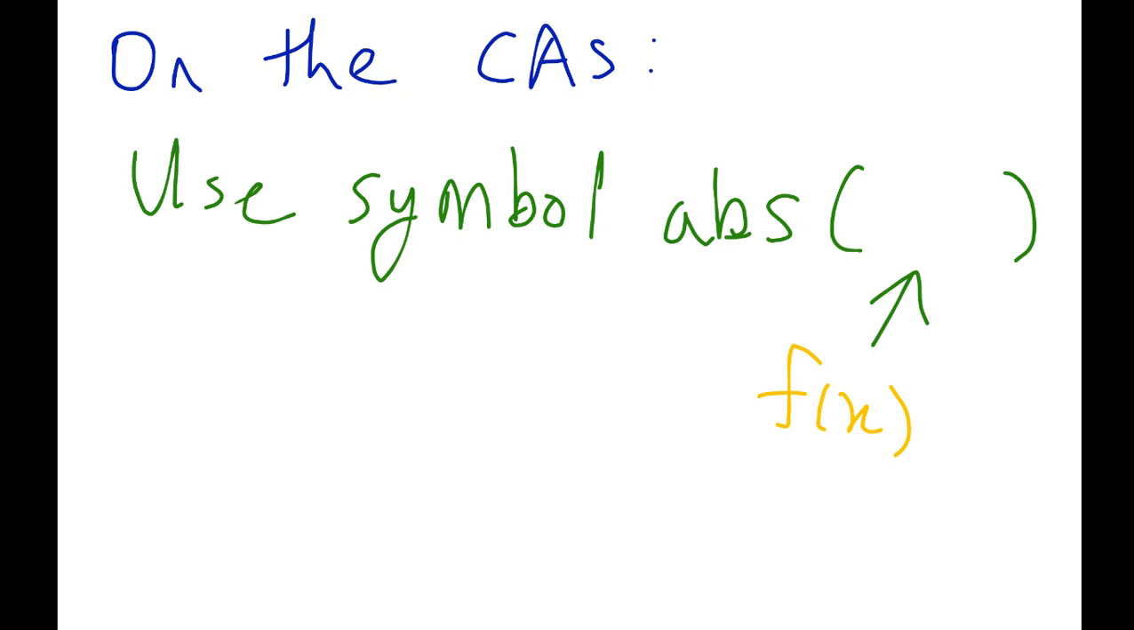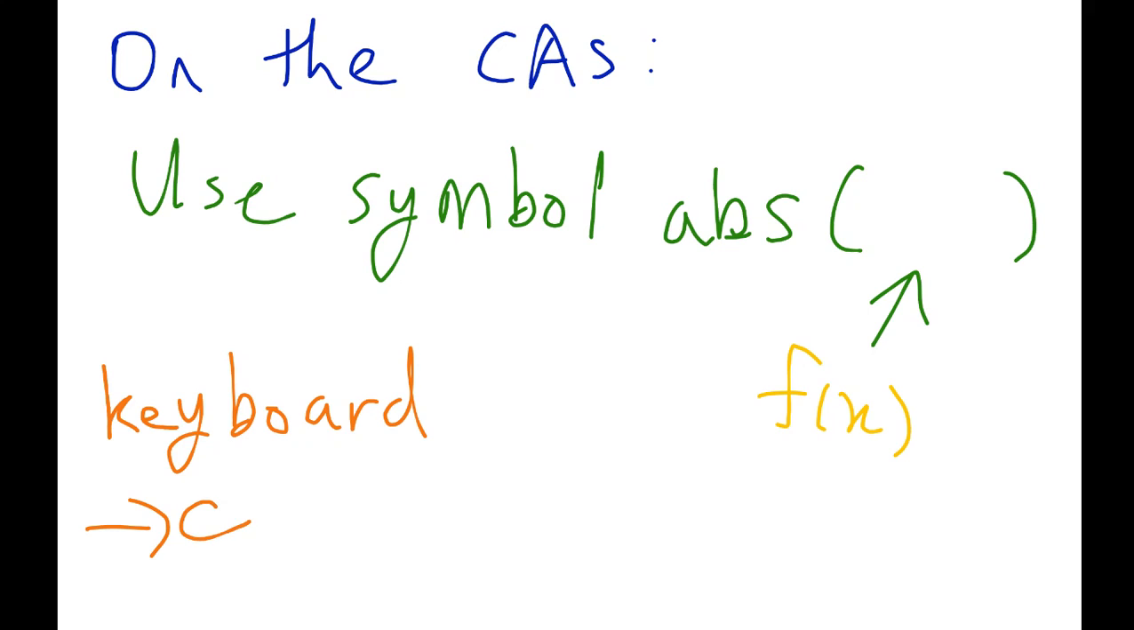Now, on the CAS, you need to make sure that you are using the right function. You can put these in, but it won't work, so don't use it. You need to put in this symbol, which is the absolute function. To get this function out, you'll need to press on the keyboard and then cat, and then obviously absolute.